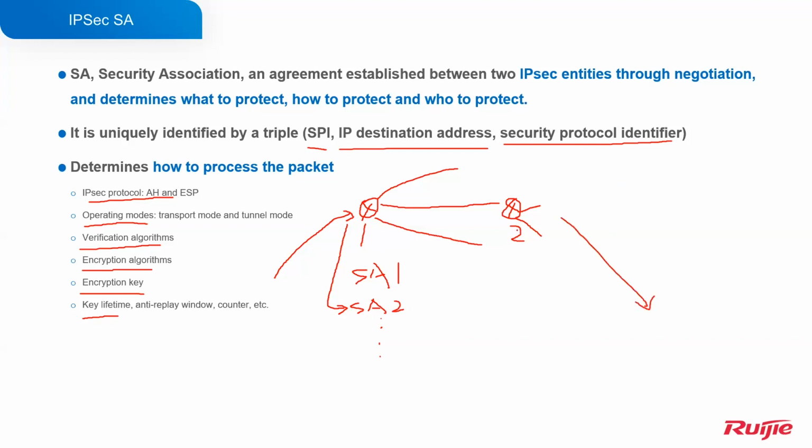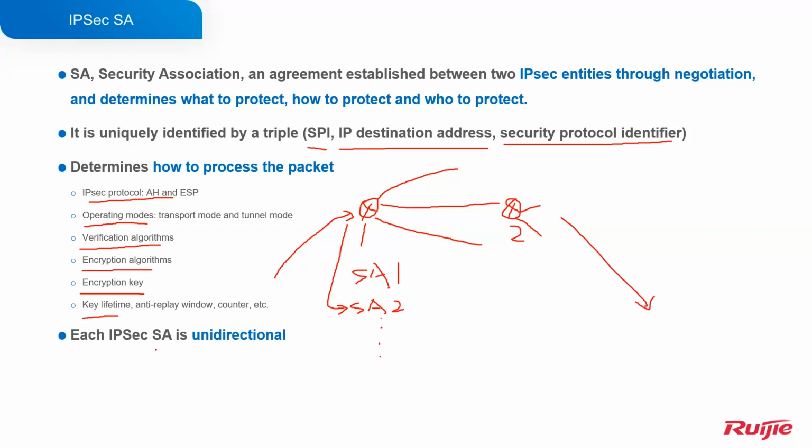So in router 2, we also have lots of SAs to select the matching SA and then make the message become the original one. So this is the function of the SA. The SA is very important. If you add the configuration, but finally you cannot establish the SA successfully, then the message cannot be protected.